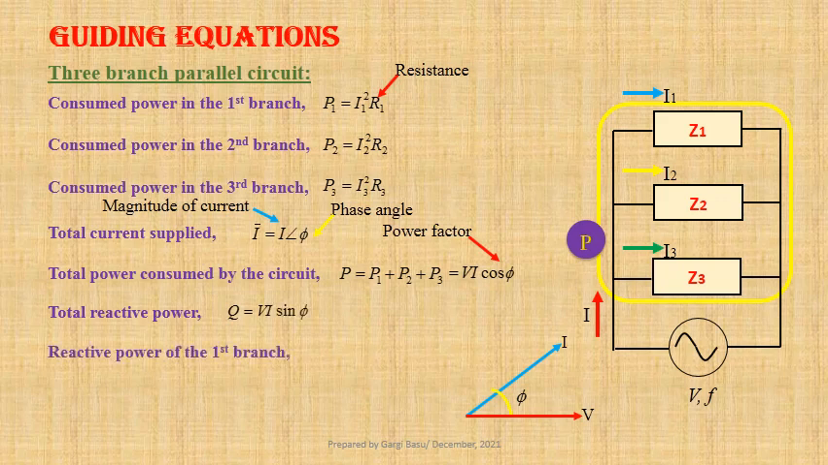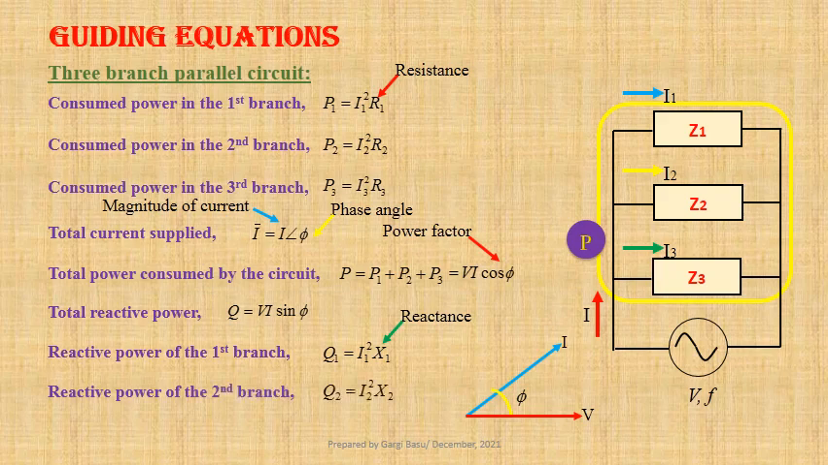Reactive power of the first branch, Q1 equals I1 square into X1, where X1 is the reactance of the first branch. Reactive power of the second branch, Q2 equals I2 square into X2, where X2 is the reactance of the second branch. And reactive power of the third branch, Q3 equals I3 square into X3, where X3 is the reactance of the third branch. Total reactive power may be determined by taking algebraic sum of these three reactive powers. For this purpose, capacitive reactive power should be considered as negative whereas inductive reactive power should be taken as positive.